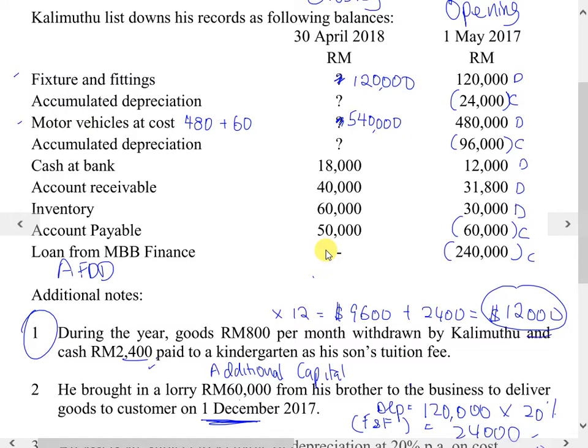Must I depreciate on this 120,000? Note 3. I must depreciate 20%. So I got a closing of 120. I must depreciate 20%. How much is it? 120,000, 20%.